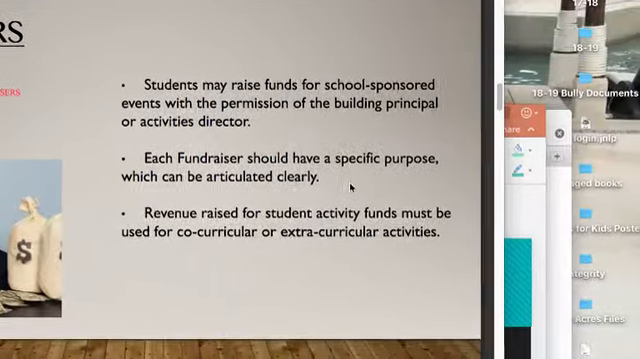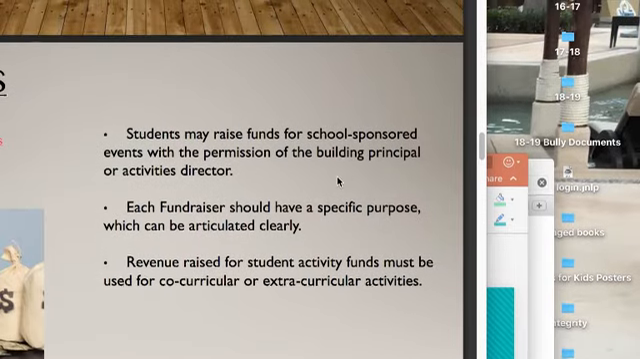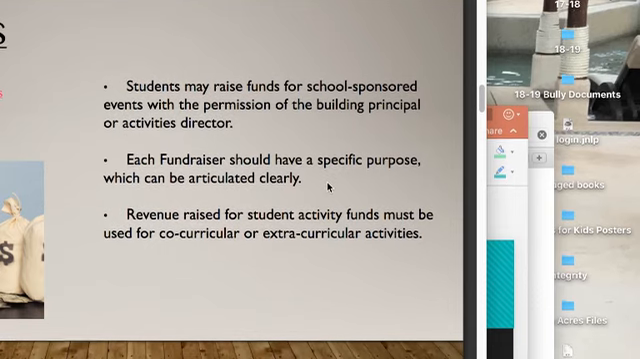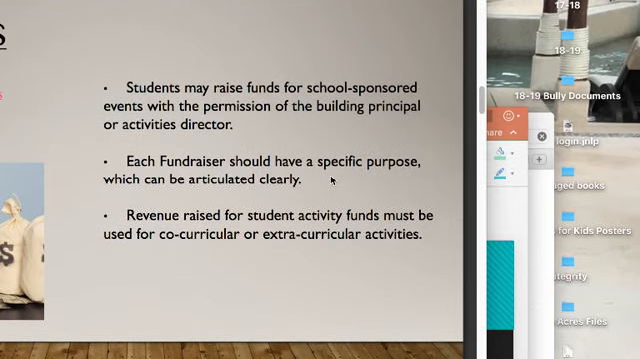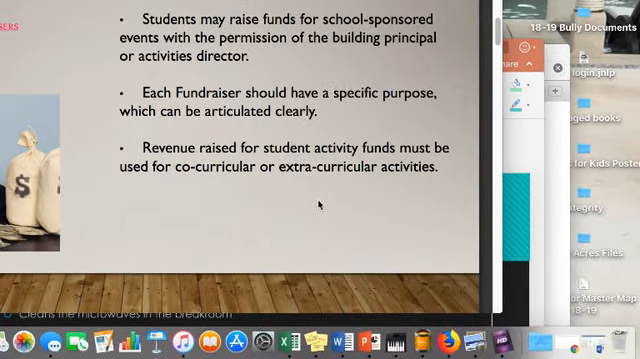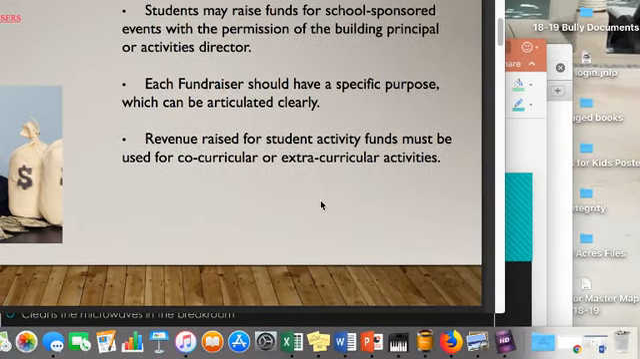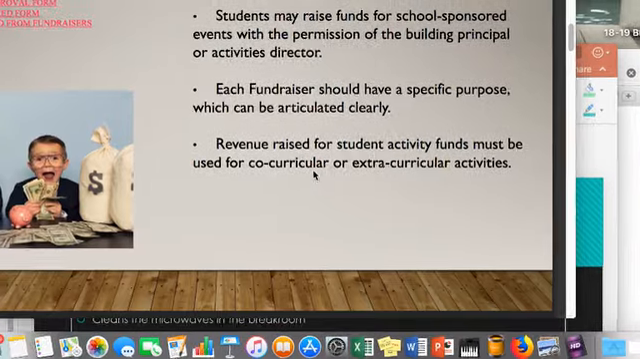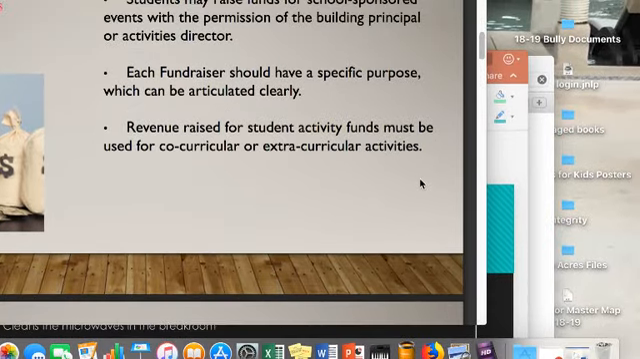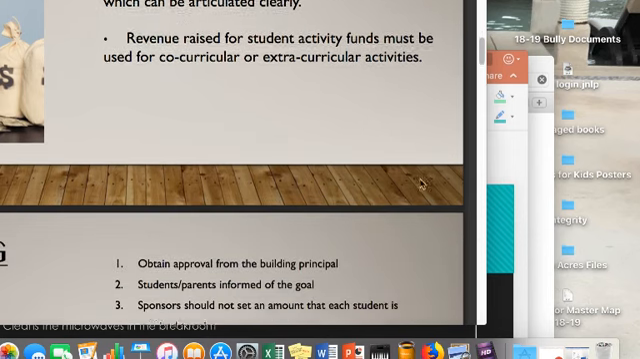So some of the big things: it must have permission by the building principal. It must have a specific purpose and specifically what we are going to be using the money for once we've met our goal. And it must be used for co-curricular or extracurricular activities. We can't have fundraisers to purchase new science materials, for example.